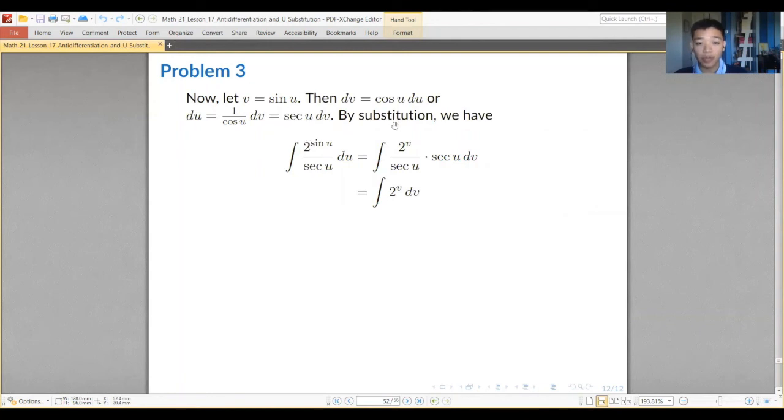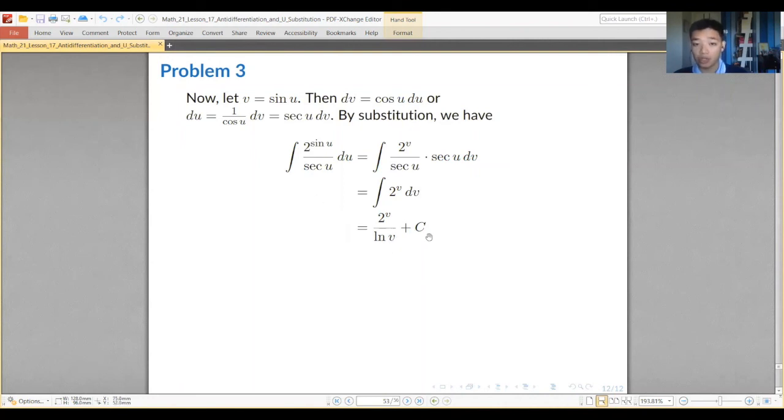So see here, if you apply our given substitutions, your v has replaced sine u, and then you have your secant u dv. Thankfully, we have a secant u here in the denominator that will cancel out. We'll be left with this. And then we'll apply again that since 2 is a constant, and you're anti-deriving with respect to v, and your v here is the power, you'll get 2 raised to v over ln 2. This follows from a formula that we have, remember that.